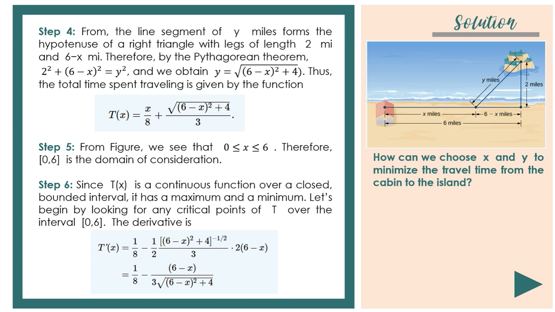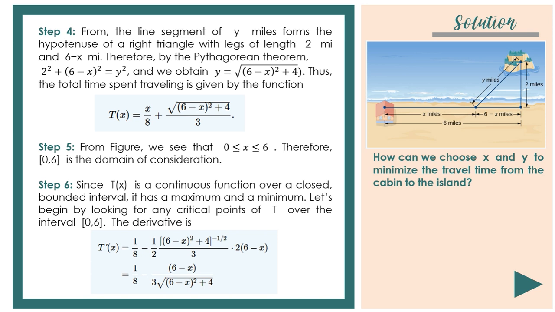So since right triangle siya, we can apply the Pythagorean theorem, which is equal to 2 squared plus 6 minus x squared is equal to y squared. And we obtain sa aton nga equation which is y equals square root of 6 minus x squared plus 4. Thus, the total time spent traveling is given by the function. So, substitute na siya. We will have this equation.